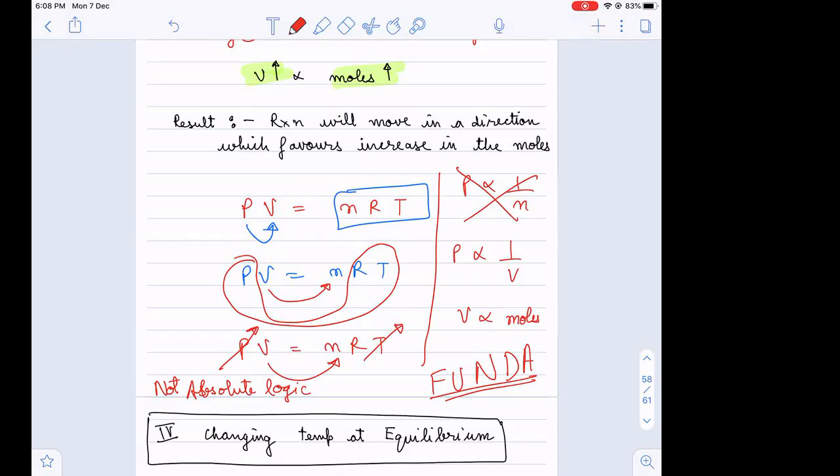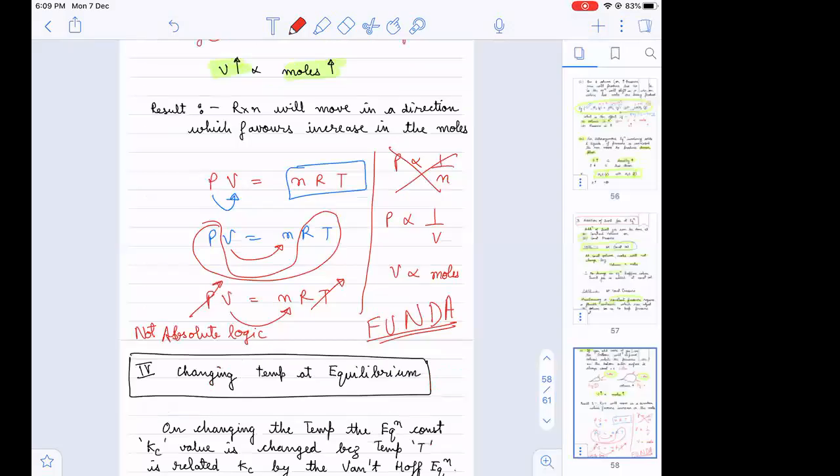Let me tell you something else. You will appreciate the fact that pressure and volume are physical quantities. Pressure and volume are not chemical quantities, while when a reaction shifts from one direction to the other, the things which are changed first of all are moles. Let me give you an example.